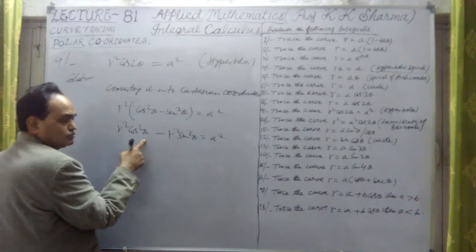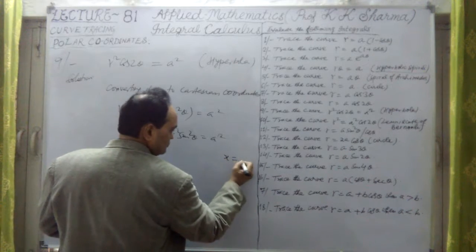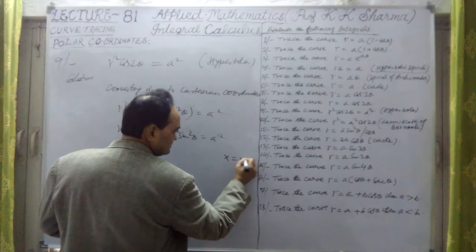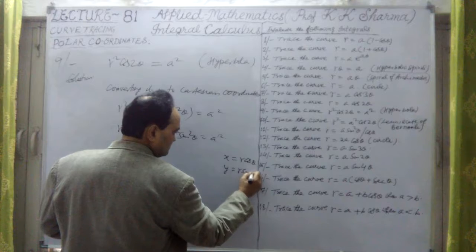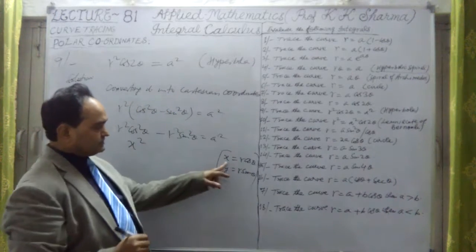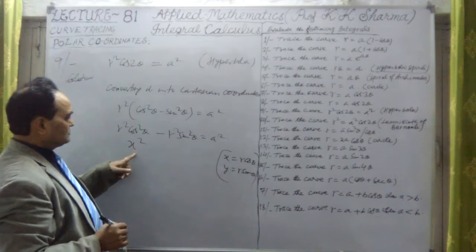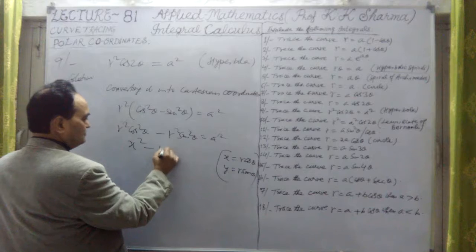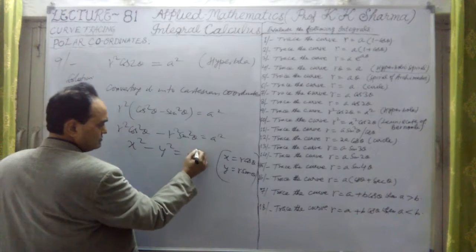But r square cos square theta is equal to x square, because we know the relationship between polar and Cartesian coordinates: x equal to r cos theta, y equal to r sin theta. So r square cos square theta is x square, and r square sin square theta is y square, so x square minus y square is equal to a square. So what do we see here?